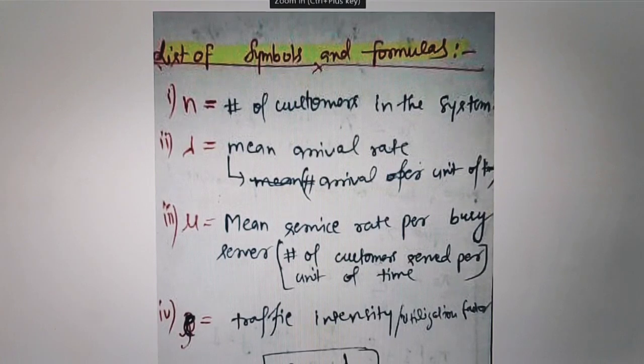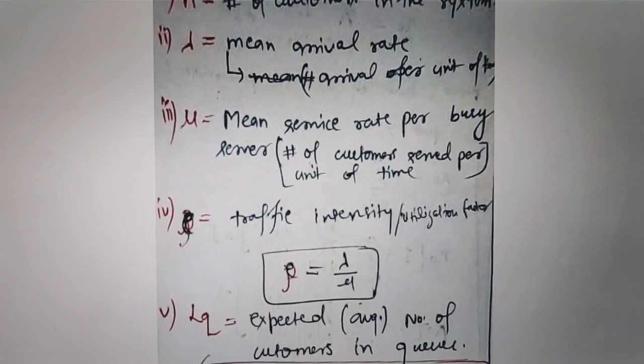So I am going to discuss some terminologies and the formulas used in model number 1. So if n is the number of customers in the system, lambda is the mean arrival rate, and mu is the mean service rate per busy server, that we can also say is the number of customers served per unit of time. And rho is nothing but traffic intensity or utilization factor. Rho can be represented as rho is equal to lambda by mu, as I already discussed in the previous video.